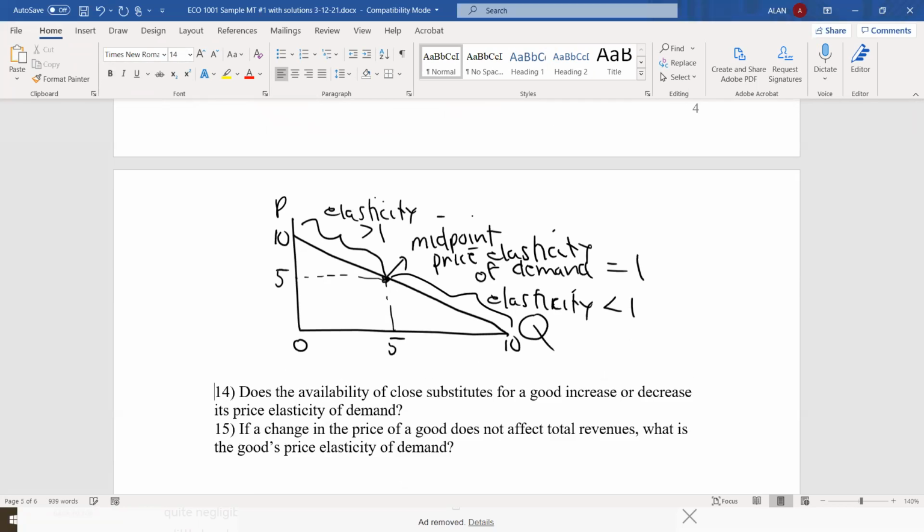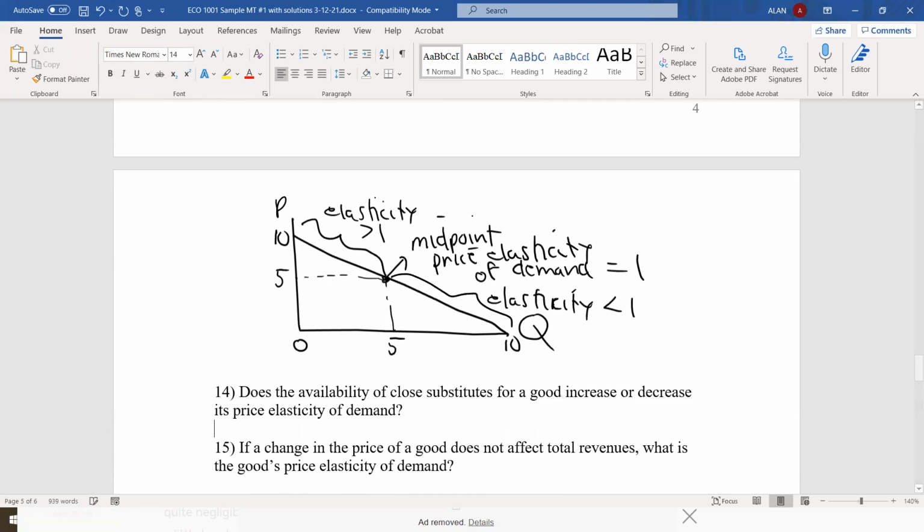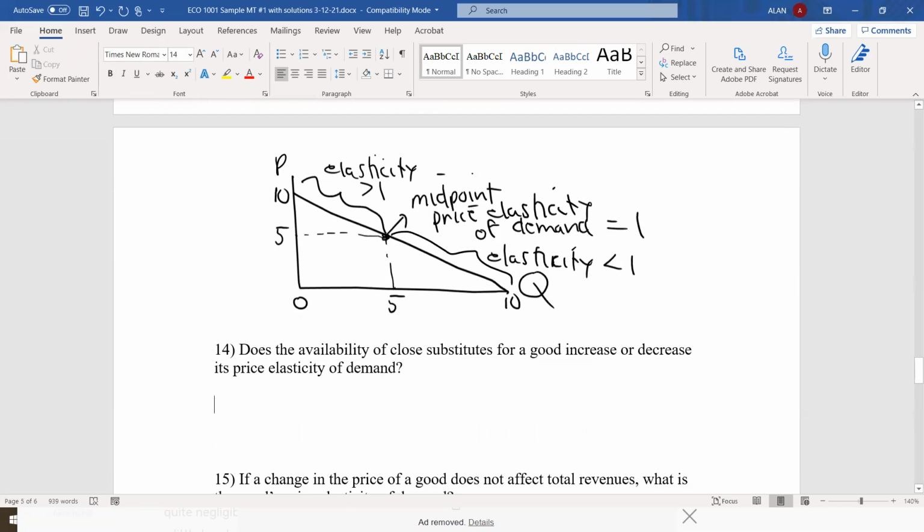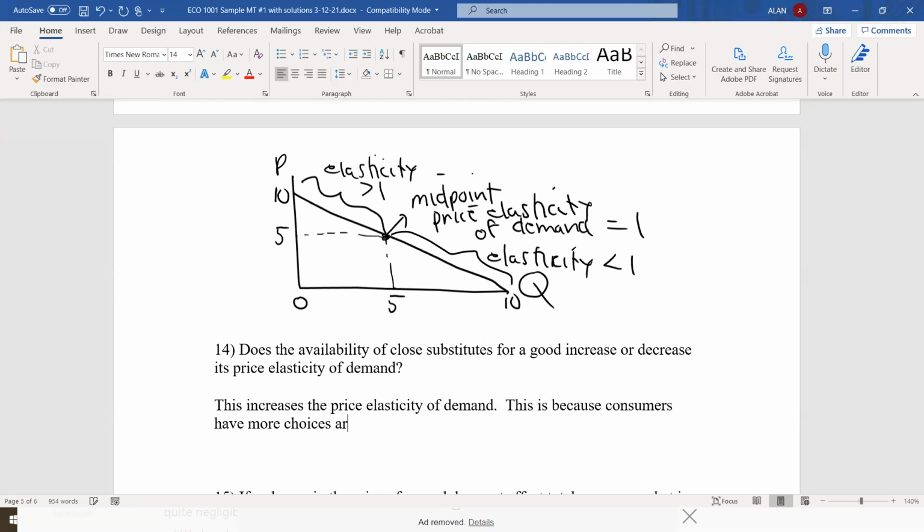Now, does the availability of close substitutes for a good increase or decrease the price elasticity of demand? Well, the answer is it increases it. Okay, and it makes sense. I mean, when you think about it, this is because consumers have more choices and are more likely to switch when the price of a product changes. All right, in other words, if you go to the store and they've got 18 different soft drinks to choose from, well, you're probably going to pick the one that has the lowest price, or at least you're more likely to.